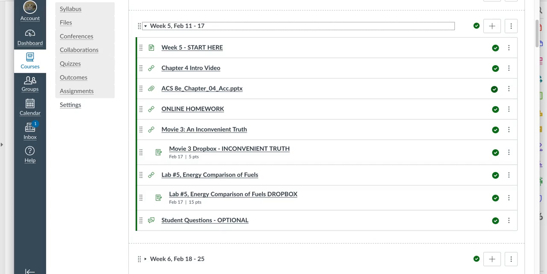I hope you are staying warm and off the ice. Looks like we've got another good storm heading our way tonight, Monday night.